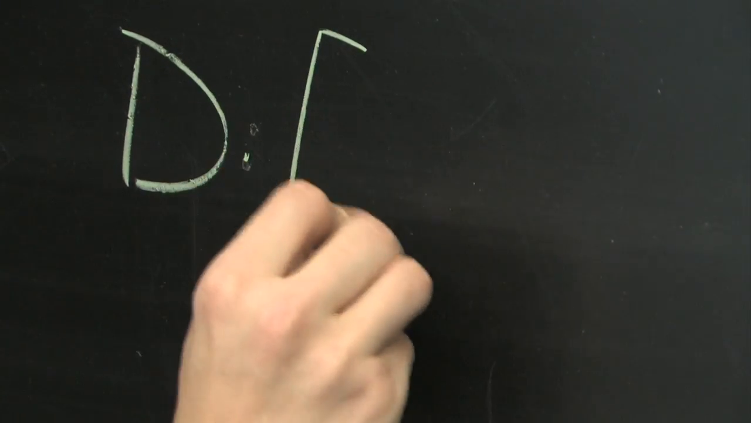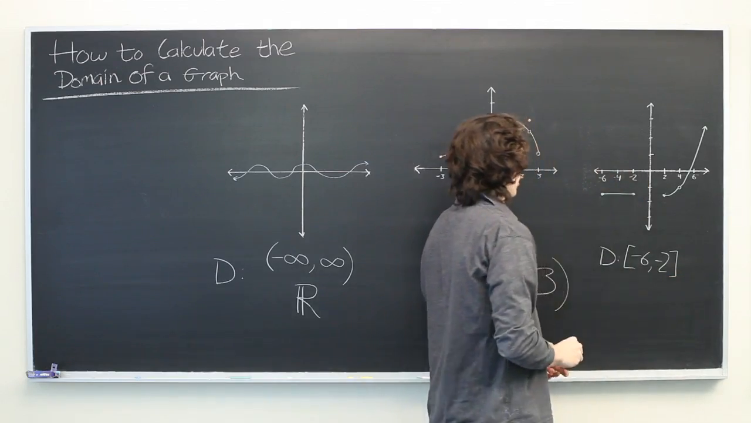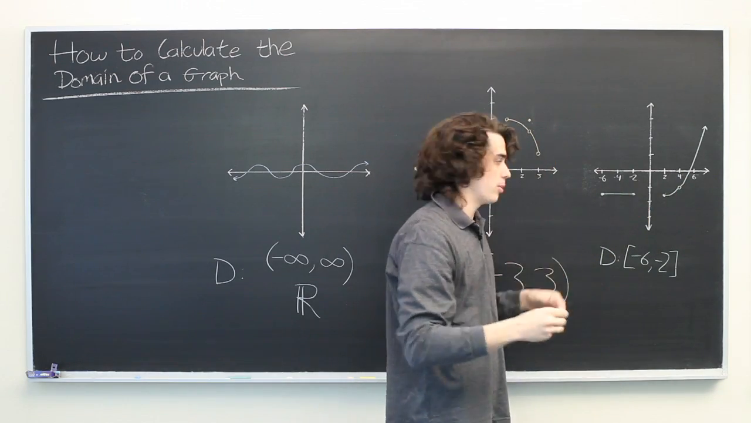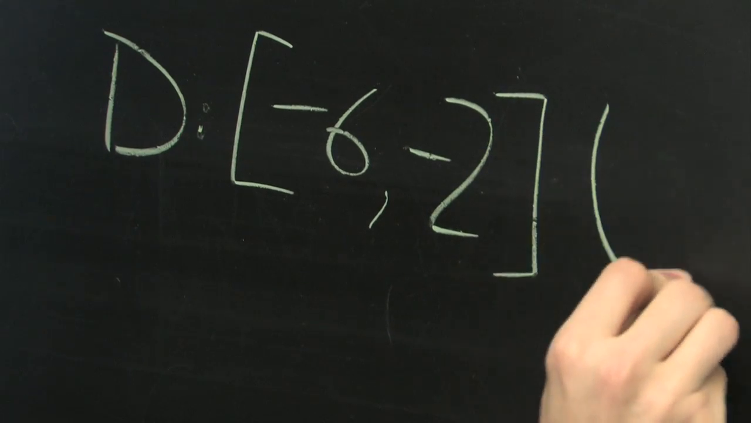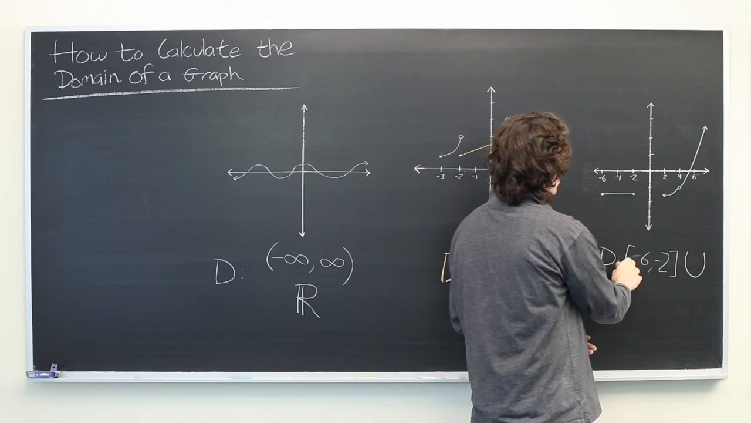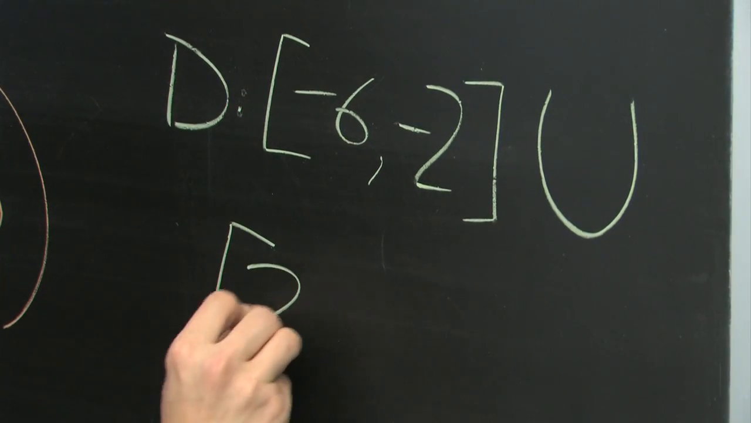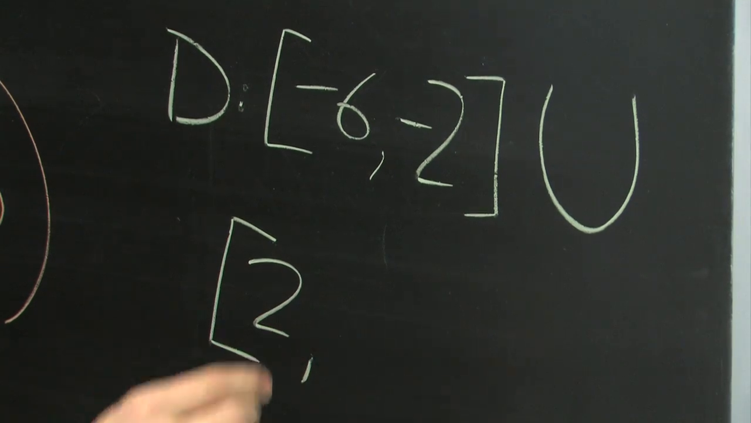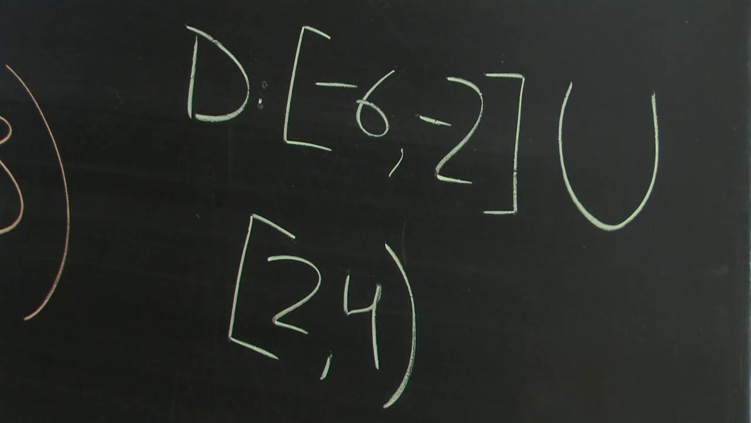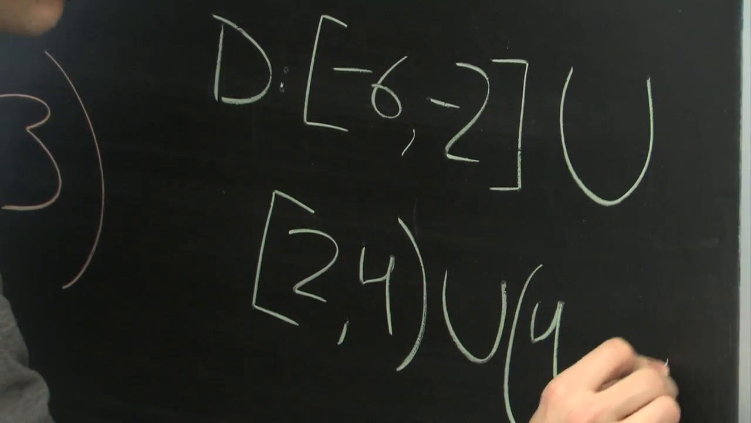Well, we see -6 to -2, nothing too tricky there. And then to indicate that there are two separate subdomains, so to speak, we can use this symbol, which means the union. So we'll take the union of -6 to -2 inclusive with 2, and it goes up to 4, which is not defined. And we can take another union, 4 up to positive infinity.